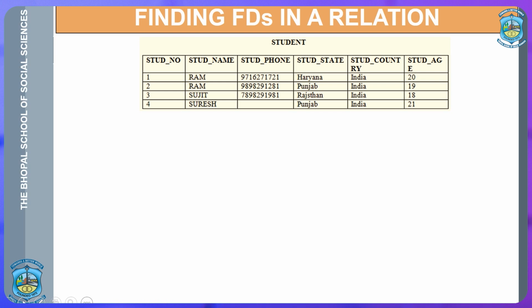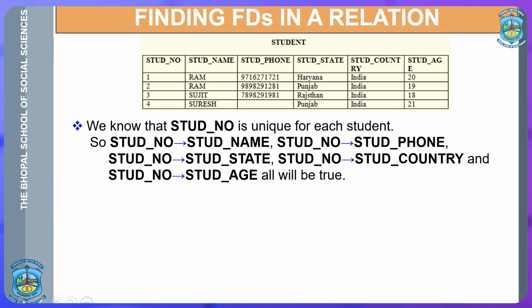Let us take an example. We have a student table or a relation in which we have columns as student number, student name, phone number, student state, country and age. Now, we know that student number is unique for each student. So, we consider it as a primary key. Hence, we have the dependencies as student number tends to student name, student number tends to student phone number, student number tends to student state, student number tends to country and student number tends to student age. All will be true because we have only one primary key in this table and all the other non-prime attributes are dependent on it.